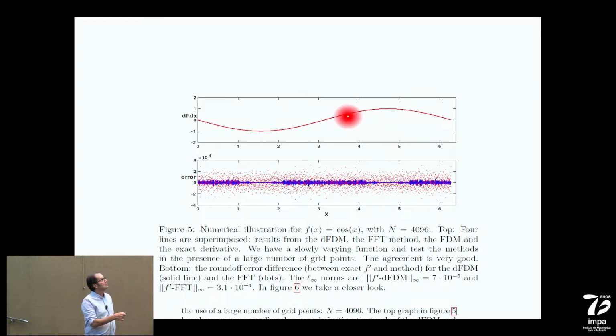If I need a lot of points and I want to compute the derivative of this cosine, the solution looks more or less okay. But look at the error. The error of the FFT is a little bit higher than the error of the Hilbert transform method.